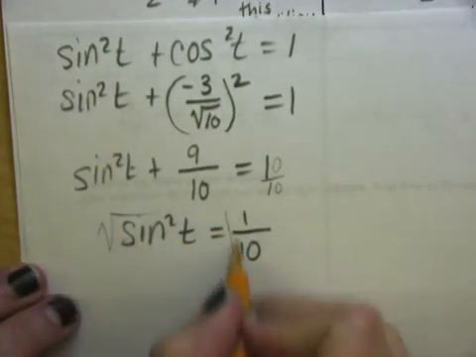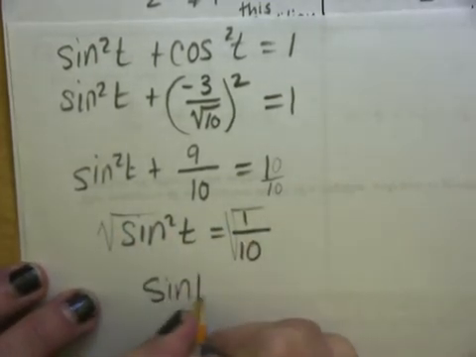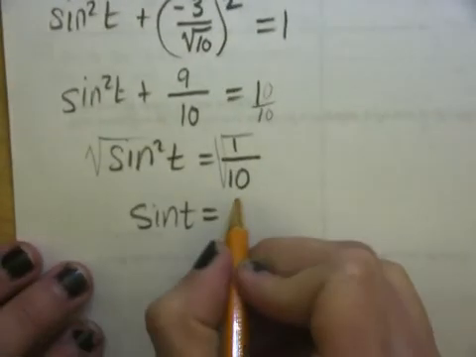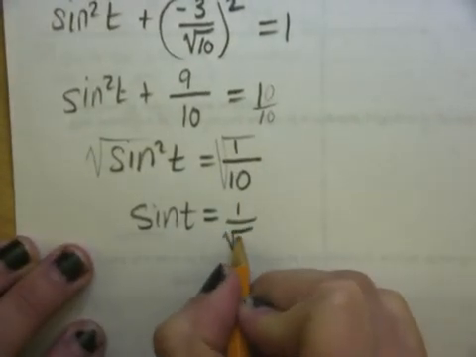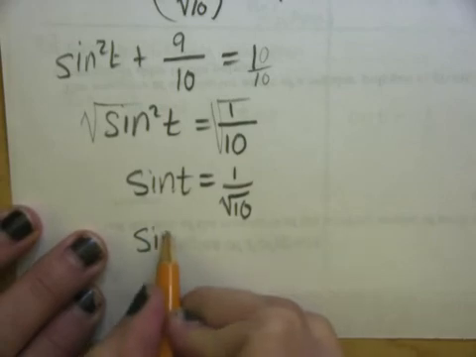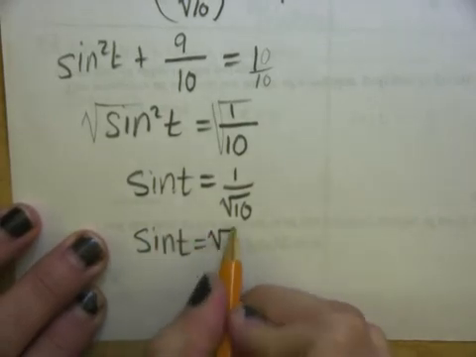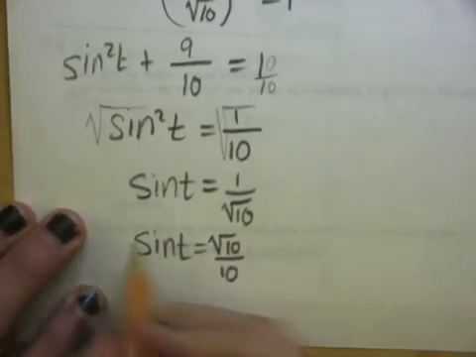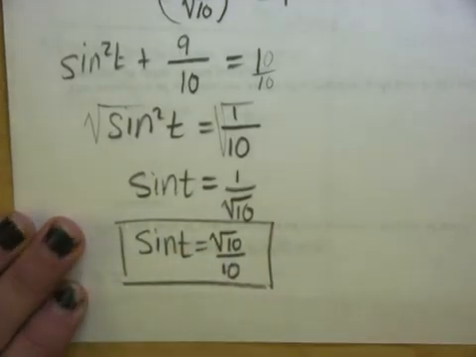Take the square root. So sine of t will equal square root of 1, which is 1, over square root of 10, but we have to rationalize it, so we get root 10 over 10. I always want our answers rationalized.